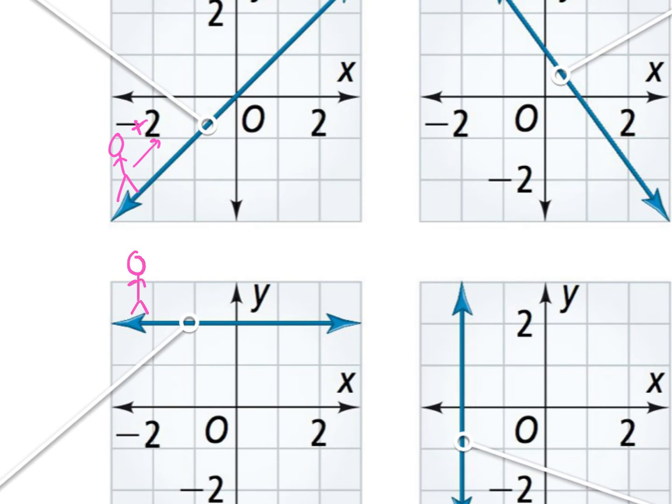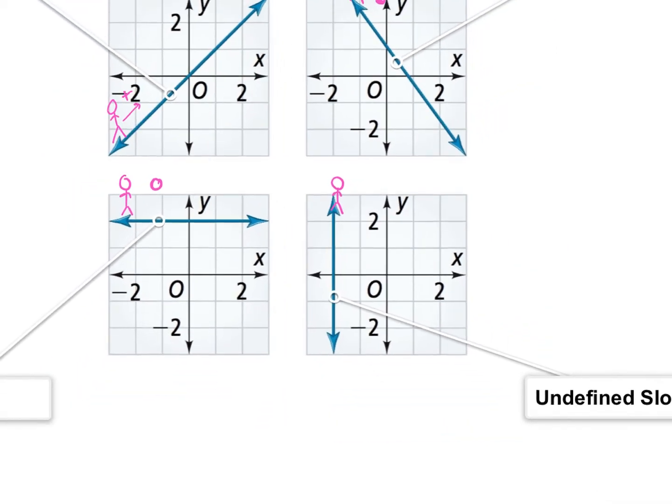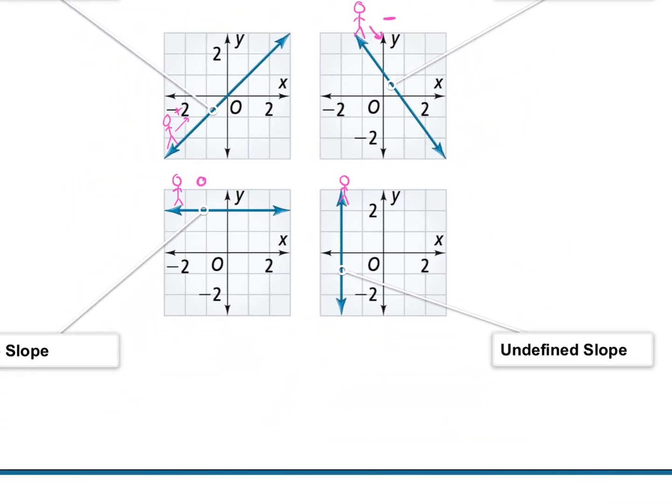And the next one, if I was a person, I would be walking, but am I walking uphill or downhill here? I'm walking straight. So there's no up, there's no down, so the slope would be 0. For the fourth one, if I was a person, what would happen if I walked on this line? I would die. So slope is undefined. I couldn't walk on this line. I would just fall straight down. So the slope is undefined.